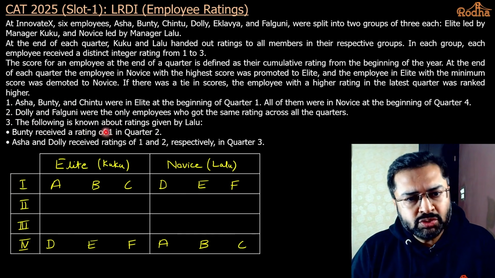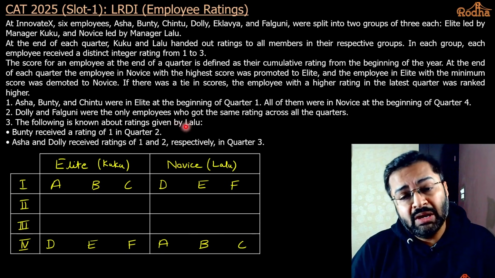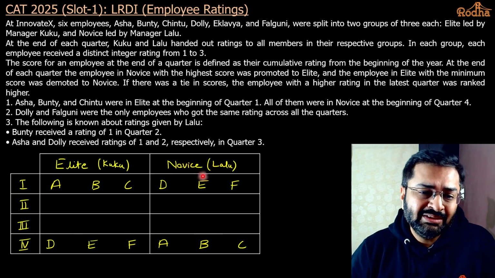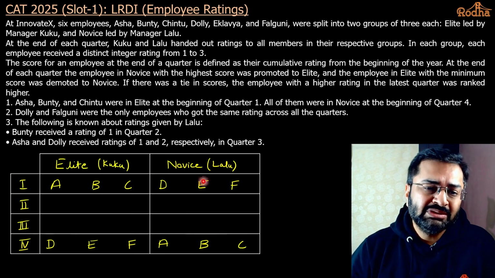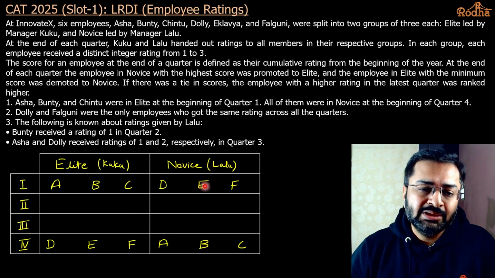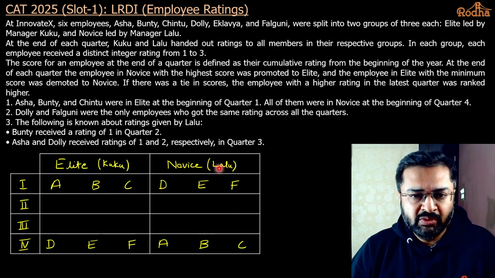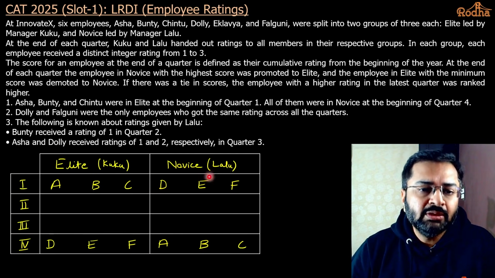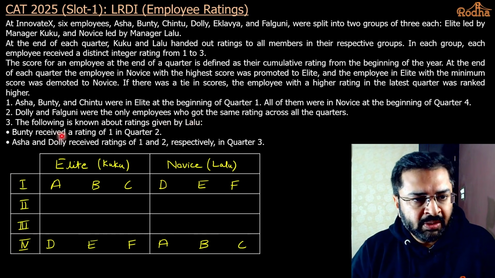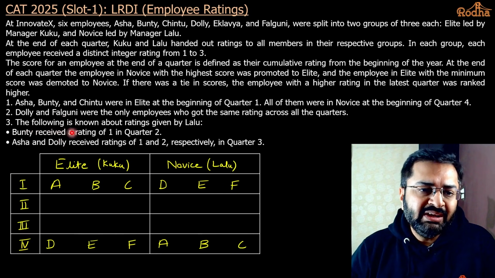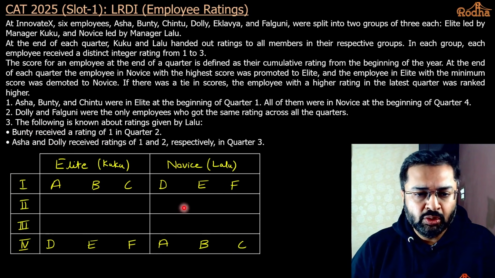And the following is known about ratings given by Lalu. Now Lalu, when we write it like this, it helps in the way that you know this is novice Lalu. We are talking about ratings in this group. In quarter 1, different people, in quarter 4, different people, but we are talking about ratings given in the novice group, ratings given by Lalu. Bunty received a rating of 1 in quarter 2.